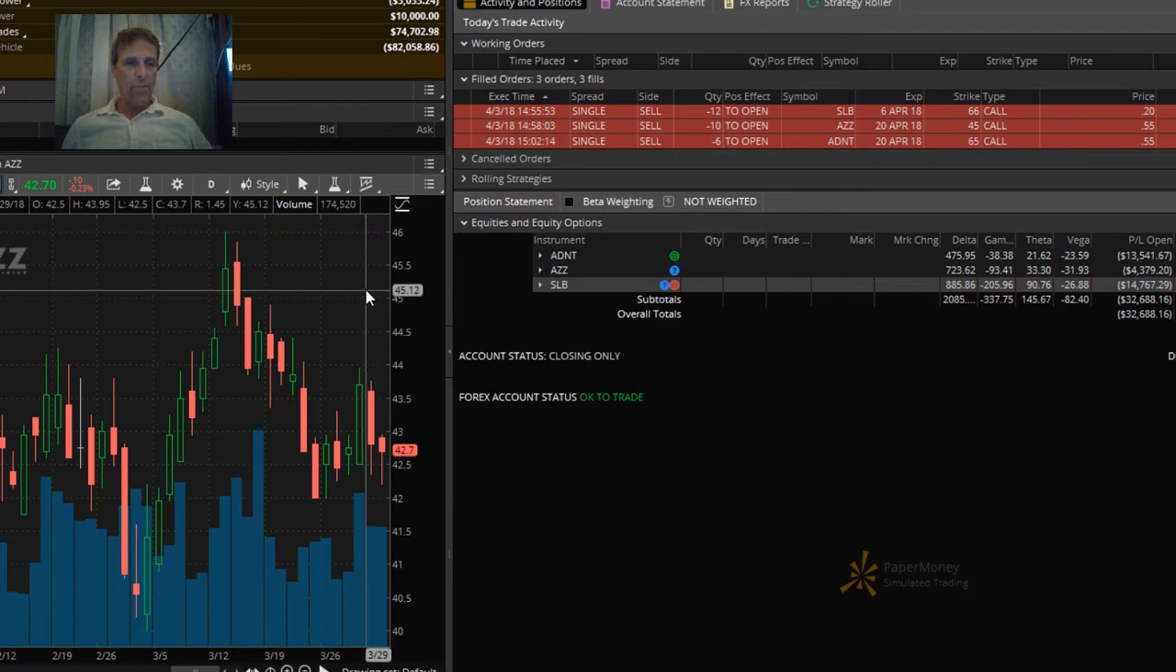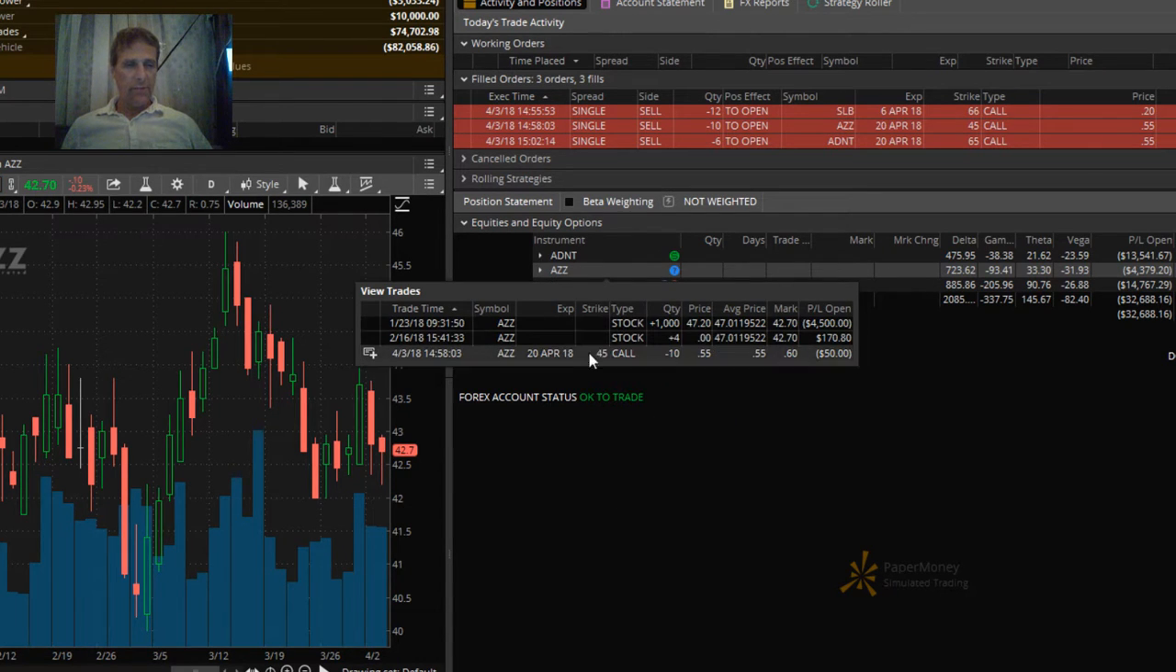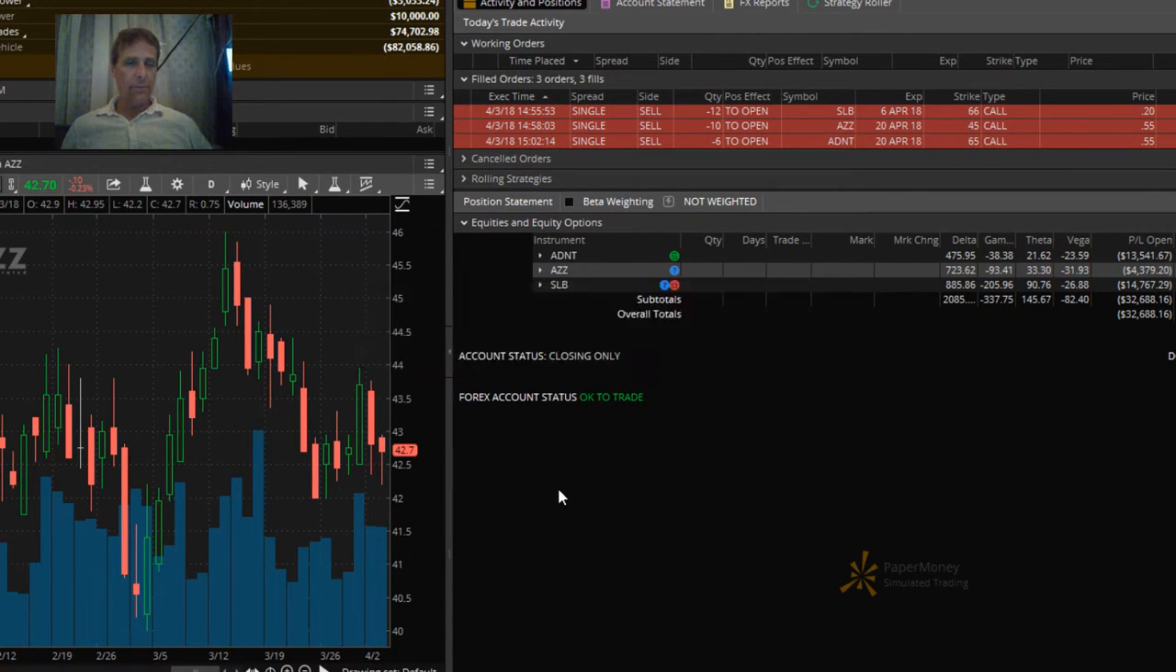Now 45 is way up here. Can it hit 45? Yeah, it can. But is it going to hit 45 by the 20th? That's 3 weeks. Can it hit back up here? Yeah, sure it can. But is it going to? Don't know. So we collected dividend twice on this, and we sold options twice on this. So if we sell it for exactly what we paid for it, we're way ahead of the game.